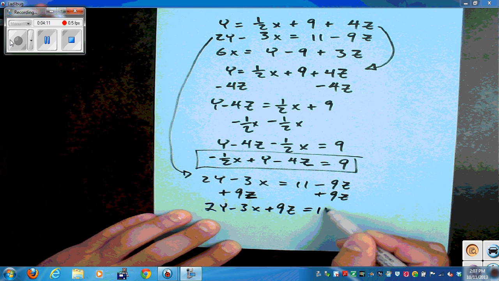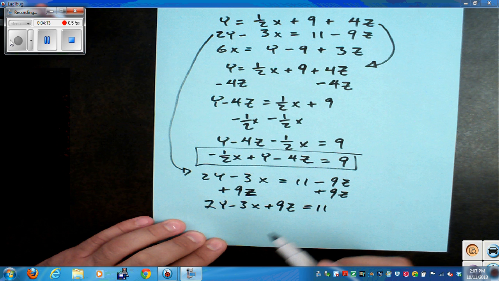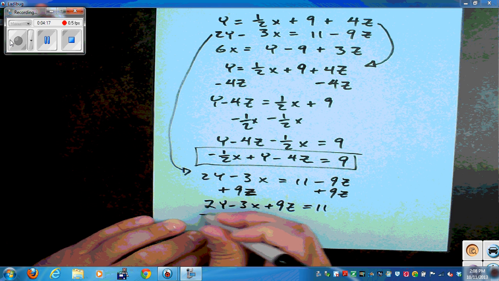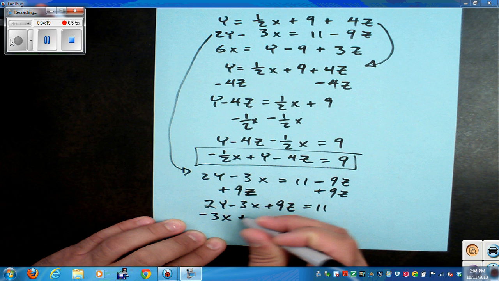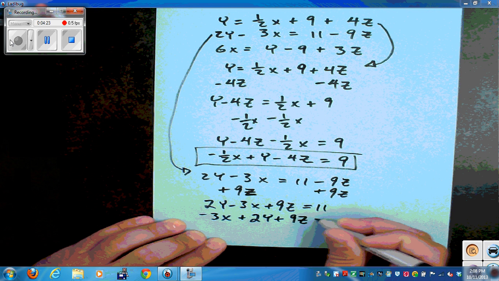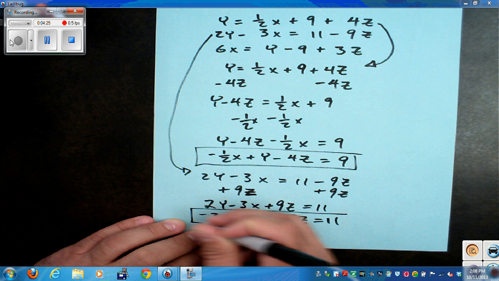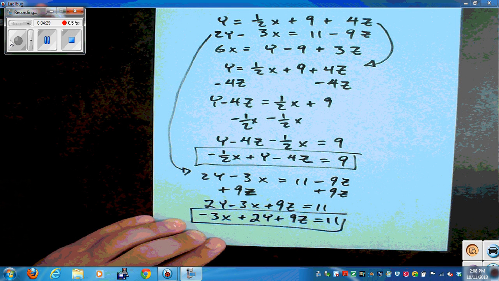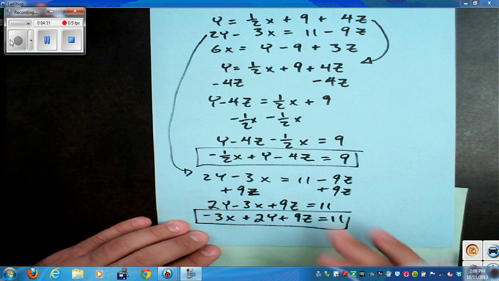Remember that I want it to be in the form x, y, z, and this is in y, x, z. So I'm going to change it to be in the right format. And now it's x, y, z equals the constant. So I'm okay. Now I'm going to bring my last equation down.